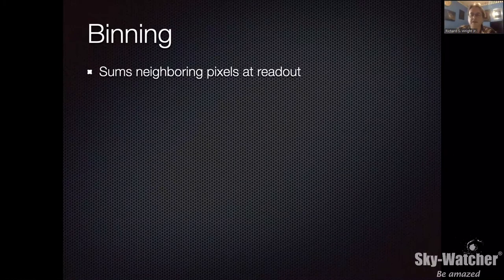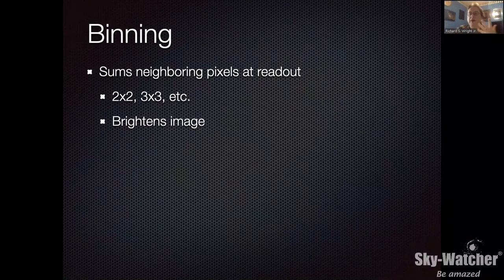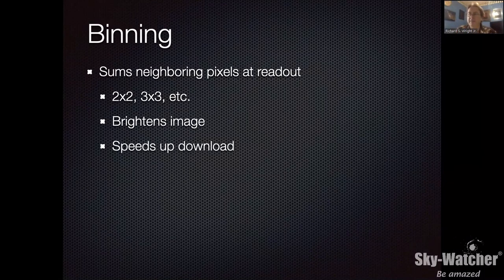Binning is another buzzword. What that does is it sums neighboring pixels at readout. So, typically it's 2x2 or 3x3. Some cameras like QSI, you can do 5x1 binning. That's useful if you're doing spectroscopy. But most of us doing deep sky astrophotography, we just want 2x2 or 3x3 binning. It sort of brightens the image and it speeds up the download because the image is going to be smaller.